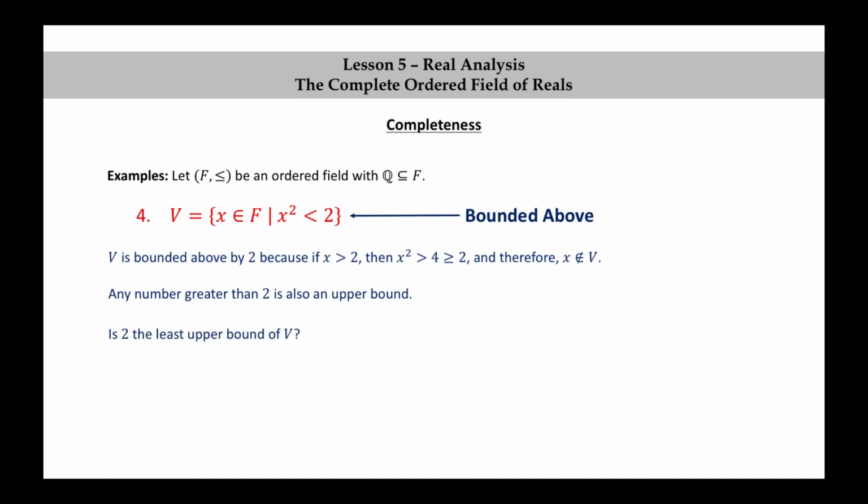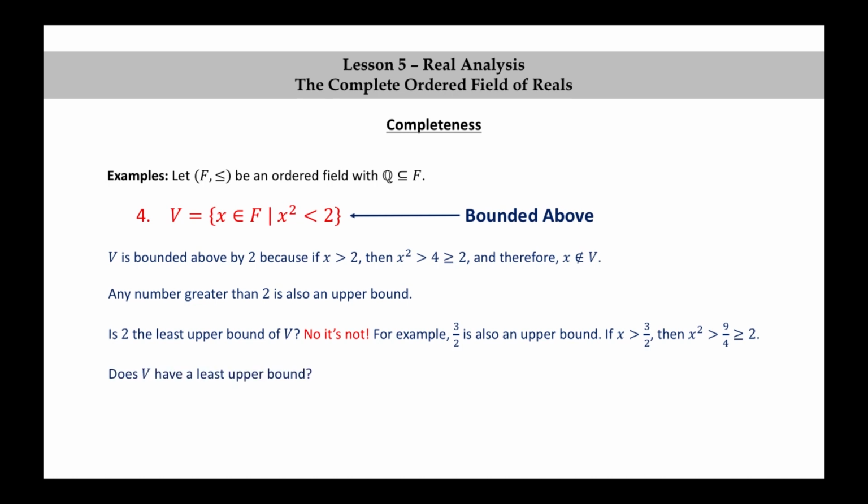The big question is, is 2 the least upper bound of V? And the answer is no, it's not. For example, 3/2, which is a number less than 2, is also an upper bound, right? Because if x is greater than 3/2, then x squared is greater than 9/4, which is greater than or equal to 2.